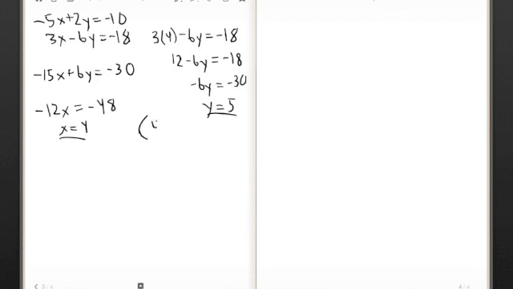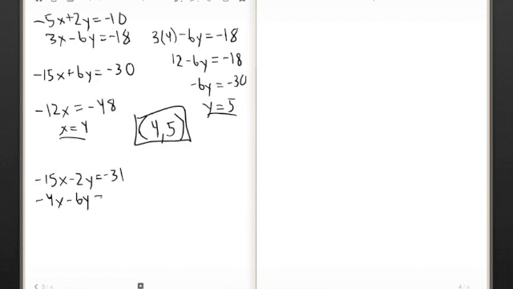And the solution is 4, 5. Okay, let's try negative 15x minus 2y equals negative 31, and negative 4x minus 6y equals negative 11. Same thing here. I think you can see what to do.